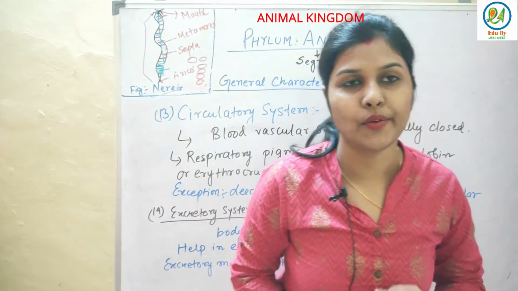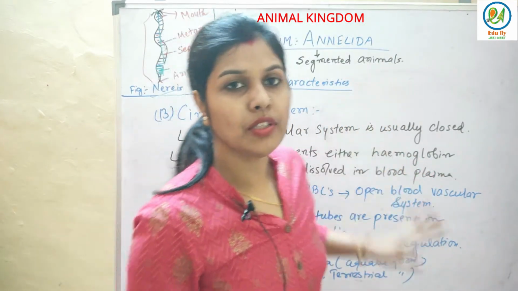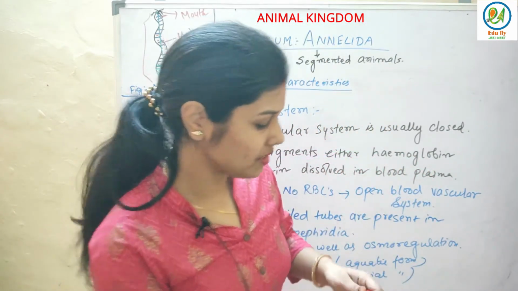So we'll talk about the circulatory system and excretory system in case of annelids. What is the circulatory system? They have a closed blood circulatory system. That is, what does closed mean?